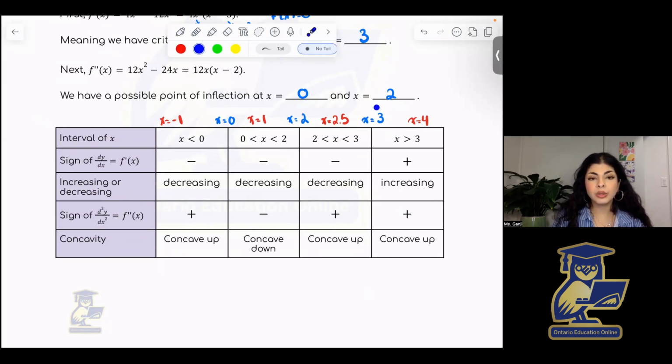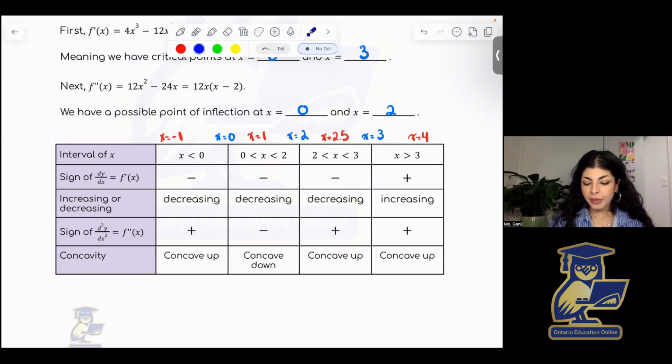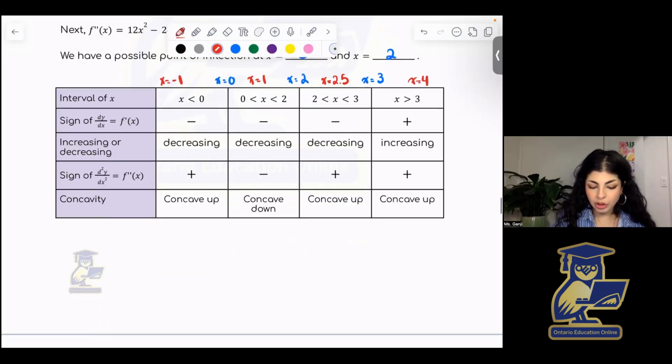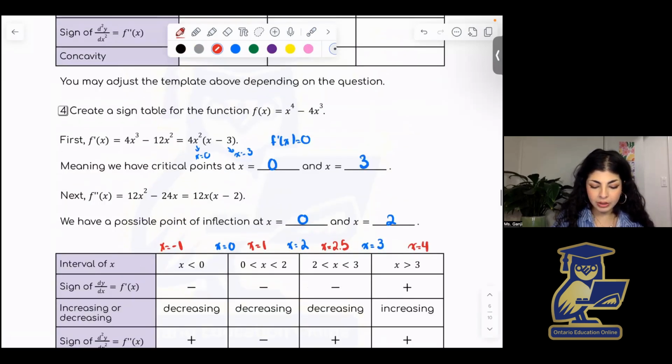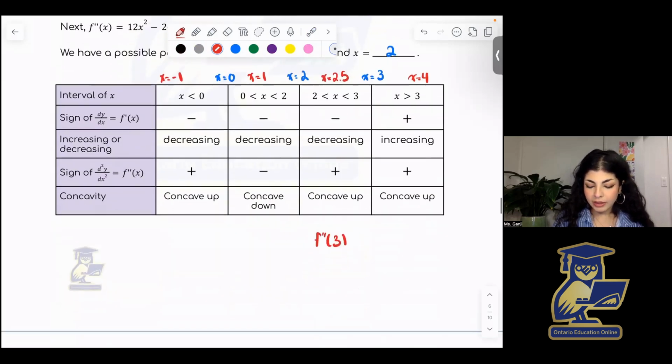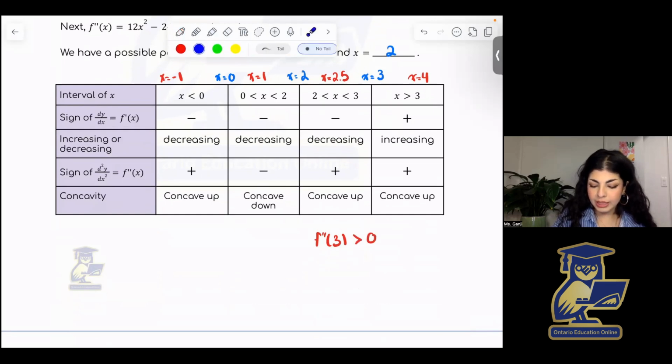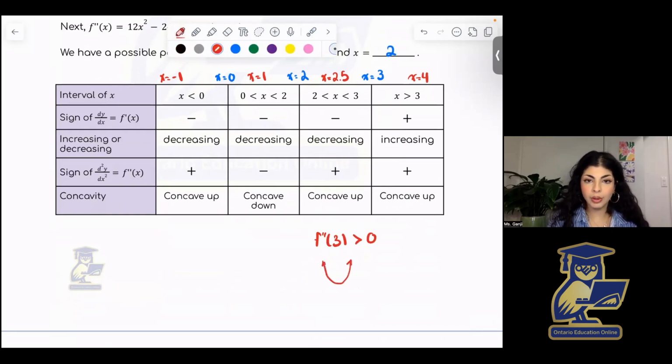So in fact, these two are both points of inflection based on the fact that the concavity is changing. Now, for x is 3, we do have an interpretation here because the function is decreasing and then it's increasing, then it is a local minimum. But we could also double check with the second derivative, so f double prime of 3. And remember, it's 12x squared minus 24x. And you should get that it is greater than 0. And again, we see that from here itself. So that means it's concave up, and our graph would look like this. And so yes, we do have a local minimum.